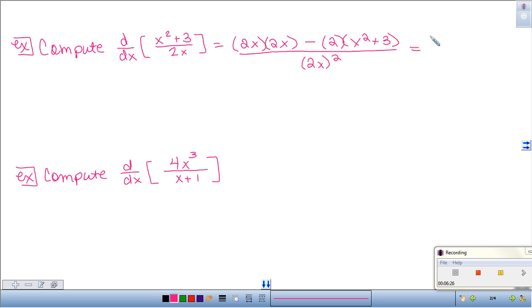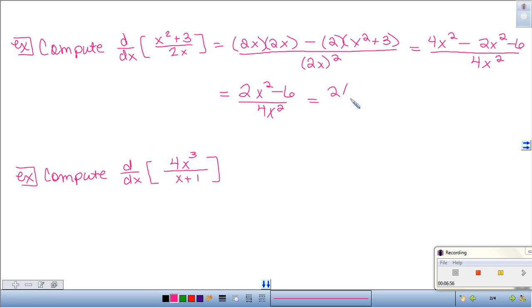2x times 2x is 4x squared. Minus, distribute the 2. It'll be minus 2x squared minus 6, all divided by 4x squared. Combine like terms. This will be equal to 4x squared minus 2x squared is 2x squared minus 6 all over 4x squared.